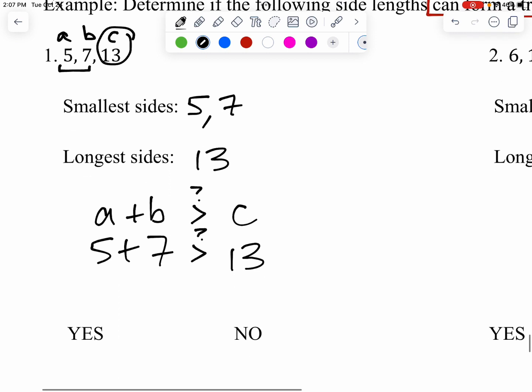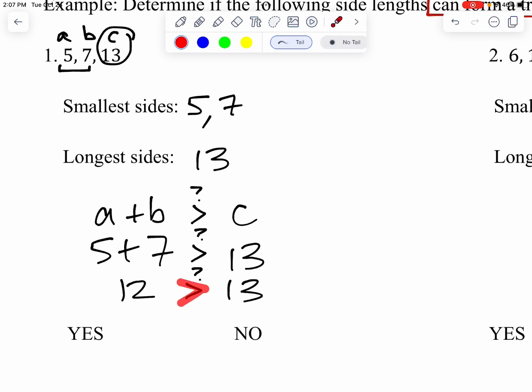So what is 5 plus 7? It is 12. Is that greater than, with a question mark, 13? Is the alligator mouth eating the bigger number? The answer is no. 12 is not the bigger number. Remember, the alligator wants to eat the bigger number. It should be eating the 13. So that's why I'm circling no.